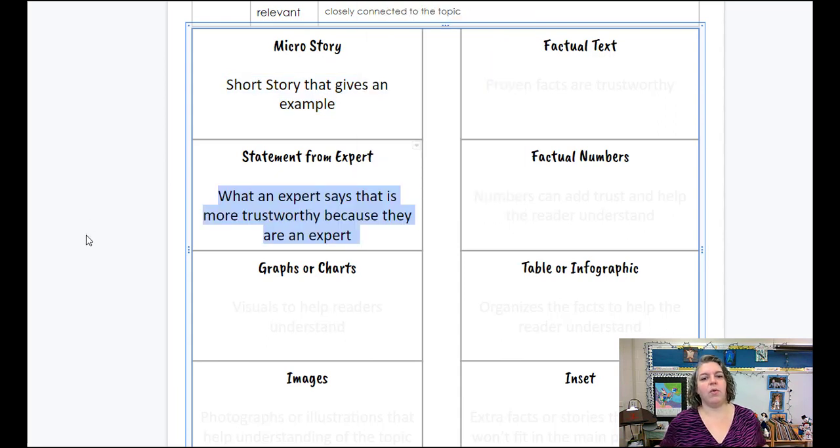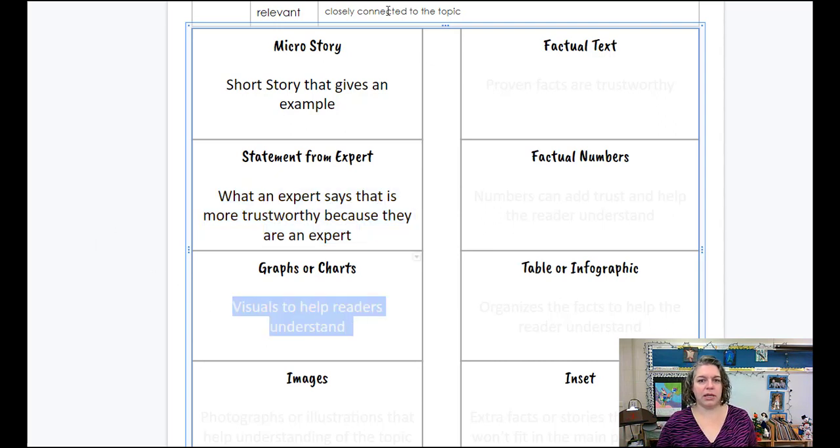Another thing might be a statement from an expert. So this might be what an expert says that is more trustworthy because they are an expert. My example would be if you have a statement from maybe your 5-year-old sister compared to a mathematician, who are you going to trust more? The 5-year-old or someone who knows what they're talking about a little bit more? So that's why having an expert statement helps us believe more what's being said.